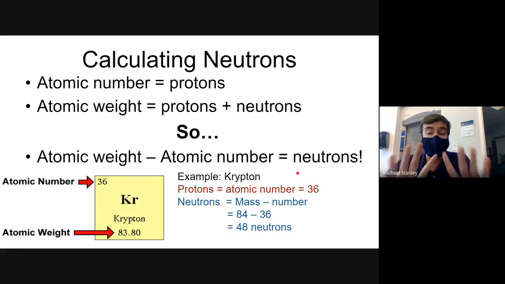All right, any questions about figuring out proton or neutron numbers so far? Anything about those steps that you want me to go back over, or are still a little confused about?